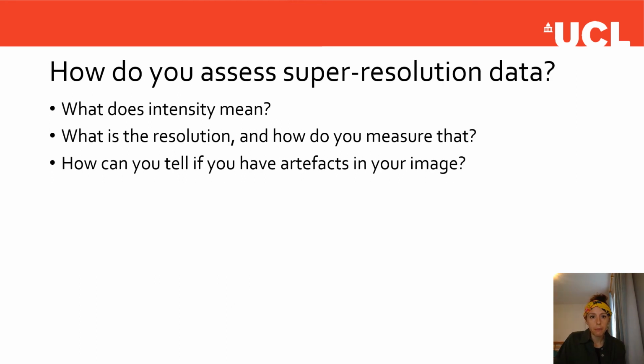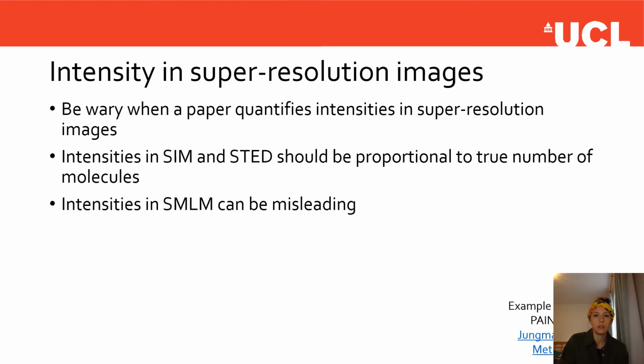Just to wrap up, this is something that you should always bear in mind if you're doing basically any microscopy that isn't just taking an image, if you're doing any kind of processing or any kind of super resolution. So how do you assess your super resolution data and what's it actually telling you? For example, what does the intensity mean in a super resolution image? What's the resolution of your image and how do you measure it? And how can you tell if you have artifacts in your image?